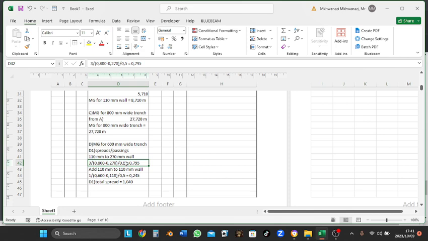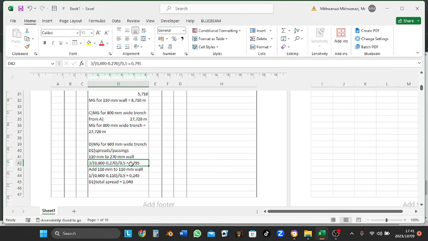And after multiplying by 0.5, we're going to get an answer. Our answer is going to be 0.795. This is the total length of the spreads. And then we're also going to add the 110 to 110 wall spreads. Remember, we're only having one T from the architectural drawings. Since we're having one T, we're going to just say the width of the trench minus the 110, and then we're multiplying by 0.5, which is the same as dividing by 2.